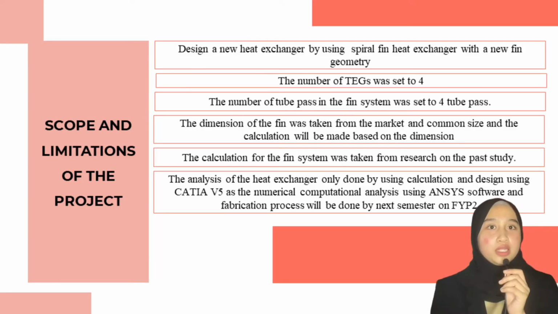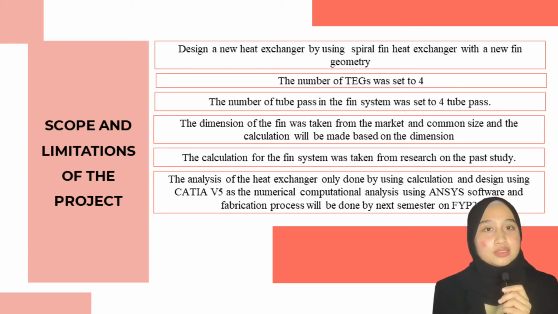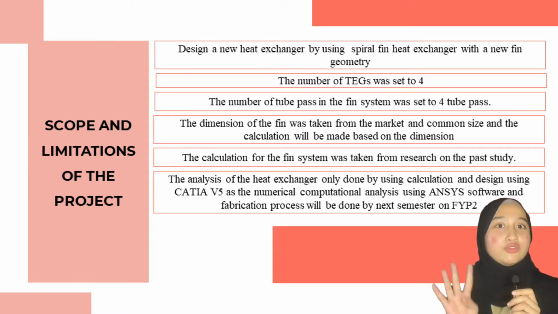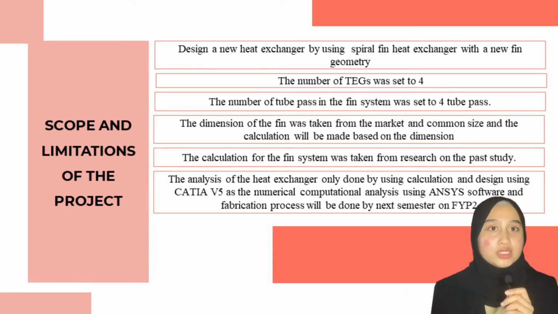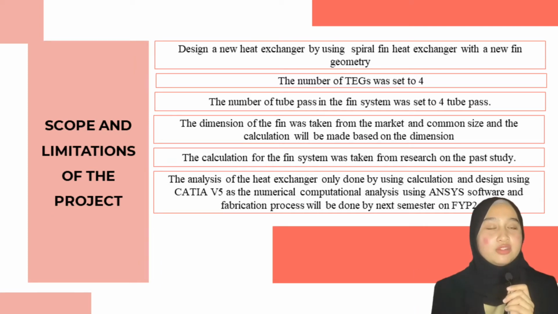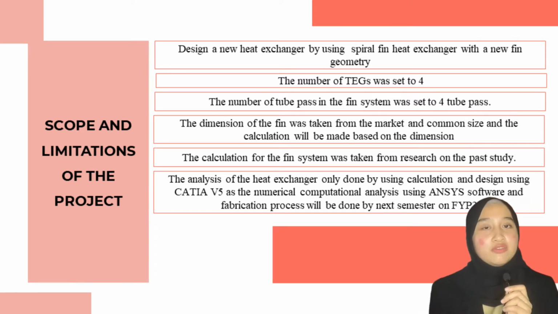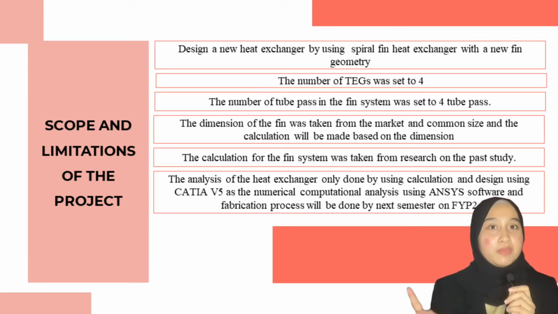The scope and limitation for this project is to design a new heat exchanger using spiral fin with a new fin geometry and dimension. Next, the number of TEG was set to 4 and the number of tube pass was set to 4 pass only. The fin size was taken from the common market size, and the calculation to determine the effectiveness of the fin was made based on the dimension. Next, the formula for the calculation was taken from the previous study.